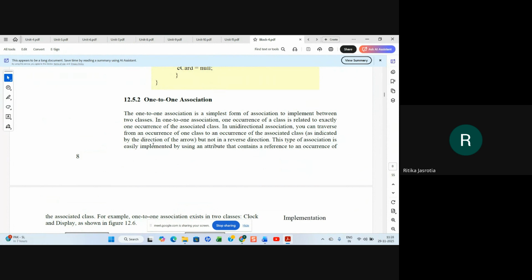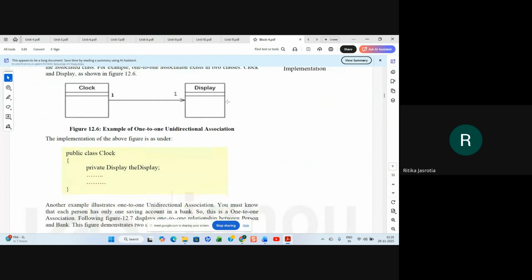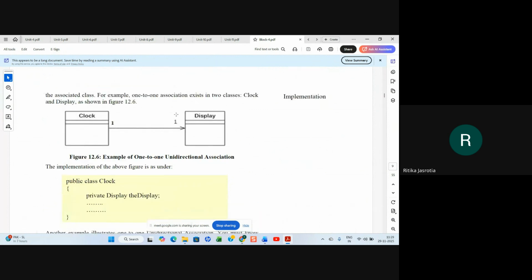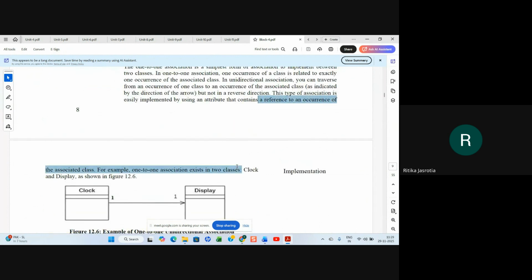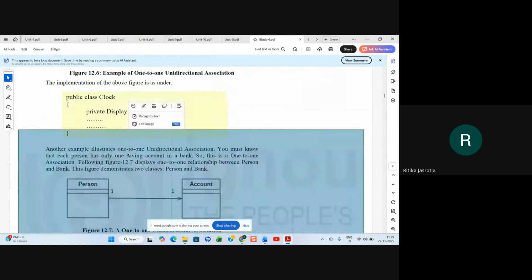This type of association is easily implemented using an attribute that contains a reference to an occurrence of the associated class. For example, a one-to-one association exists between two classes, clock and display, which is shown here. The implementation of the above figure is as follows: public class Clock. We will make a class Clock and a class Display. We will have a reference to an occurrence of the associated class: private Display theDisplay, like that.